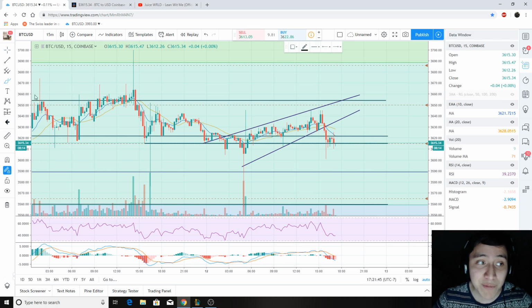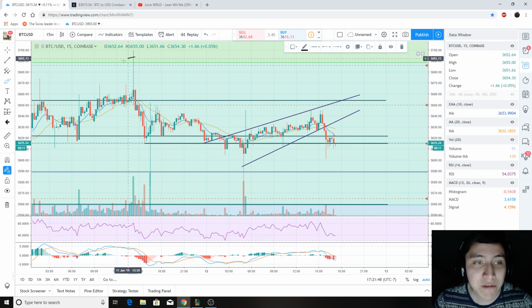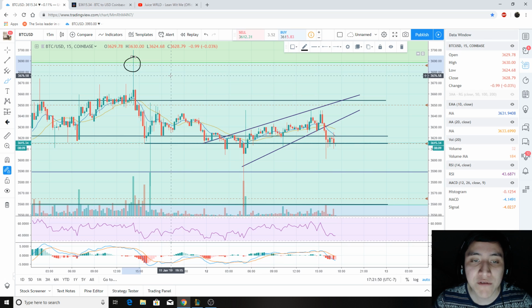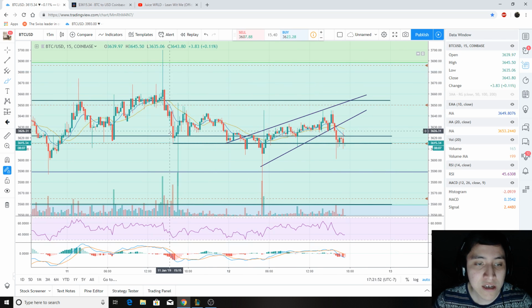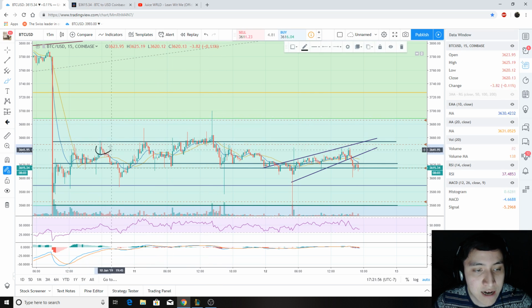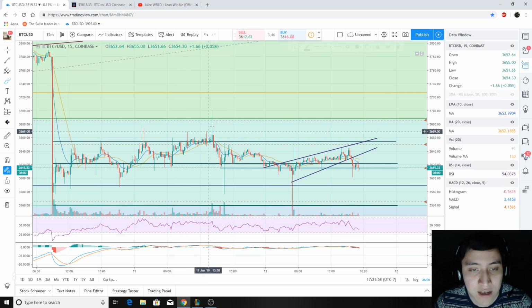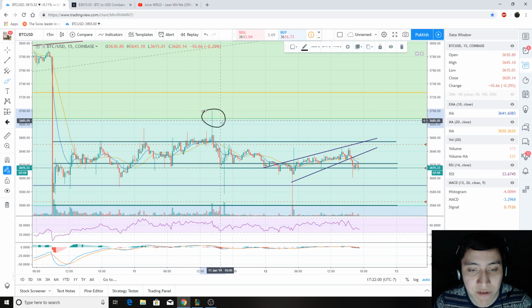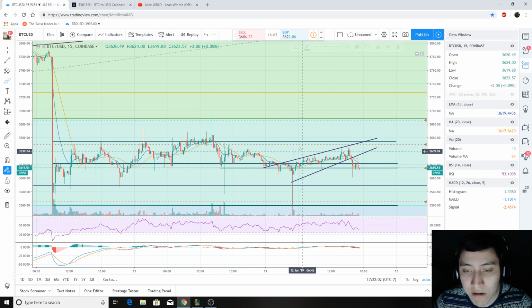Another thing that's not helping the case for us going up though is that we try to break through this Fibonacci level right here and got rejected. And notice how we were creating higher high after higher high after higher high, and then once we got rejected by that Fibonacci level, we started to create lower highs.